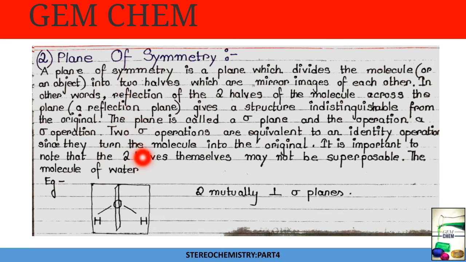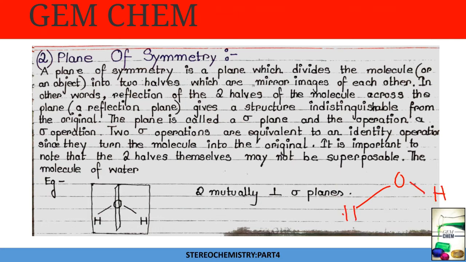This word is important. It will be inside the molecule, which will divide the molecule into two halves, and this is known as sigma plane. There are two kinds of sigma operations, one equivalent to the identity operation since they turn the molecule into the original ones. It is important to note that two halves themselves may not be superposable, and the molecule of water here we can see. See here, one is present, the plane itself.